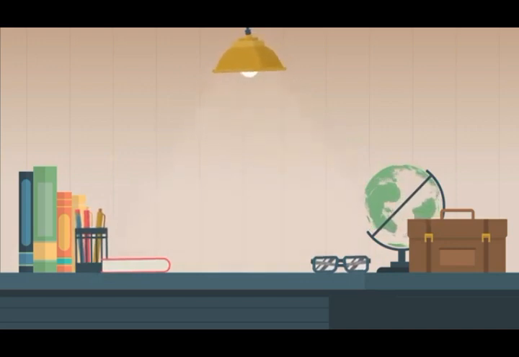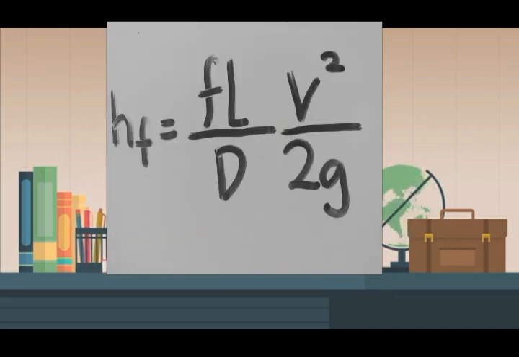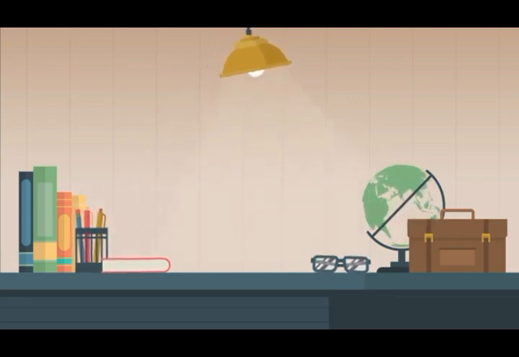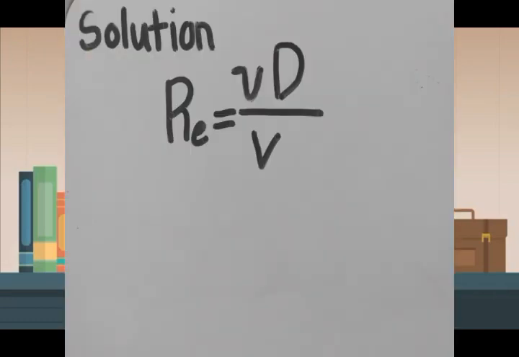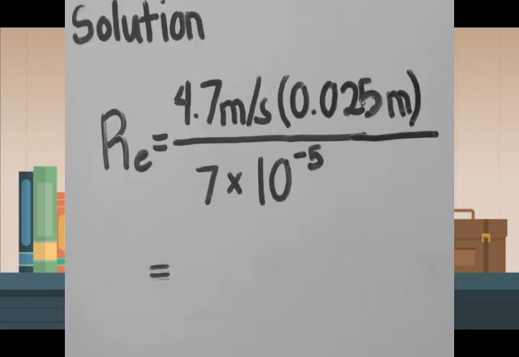So to solve this, we have been given an equation of major head loss, or h sub f, is equal to friction factor times length of pipe divided by diameter, multiplied by the velocity squared divided by 2 times gravity. But in this equation, we have a few missing values. So first, we need to solve the Reynolds number, through the equation of velocity times diameter of pipe divided by the kinematic viscosity. Now what we need is to substitute our values into our equation and solve.